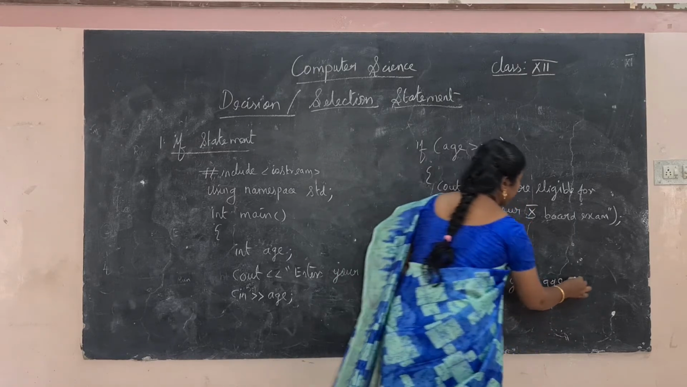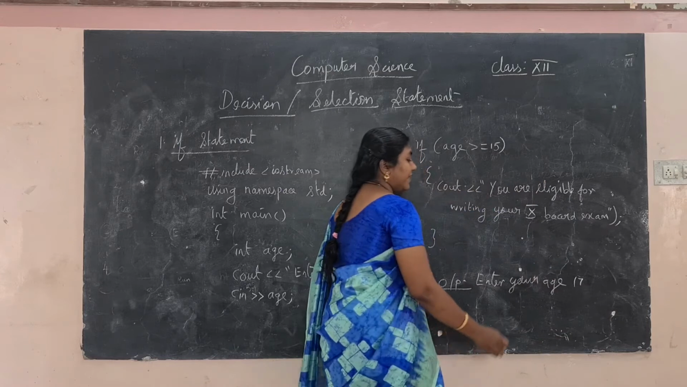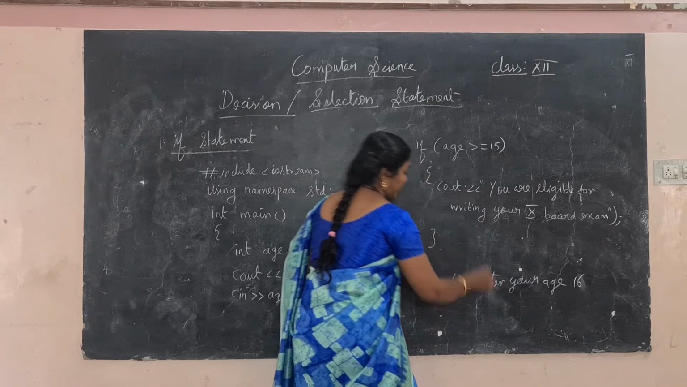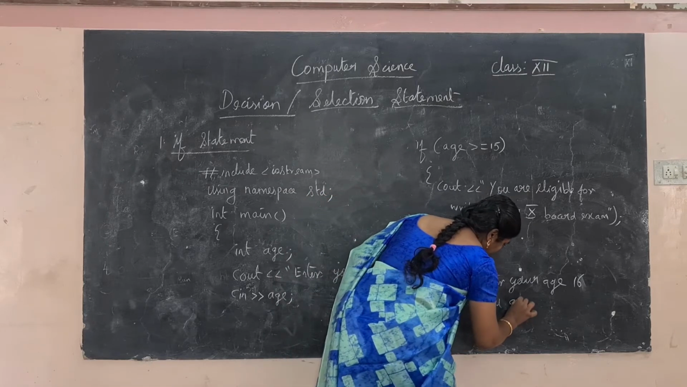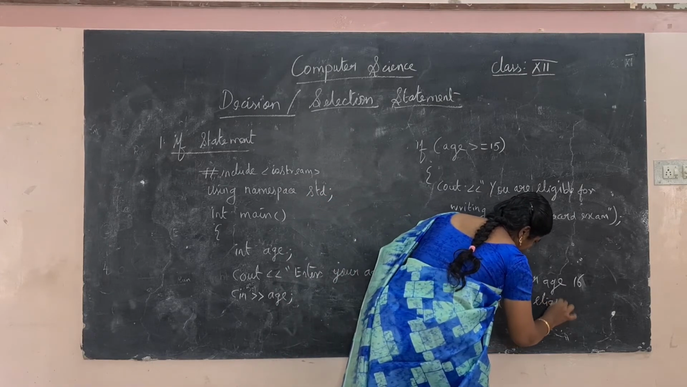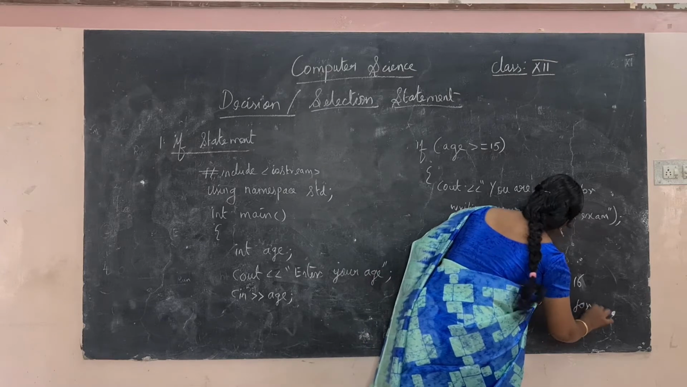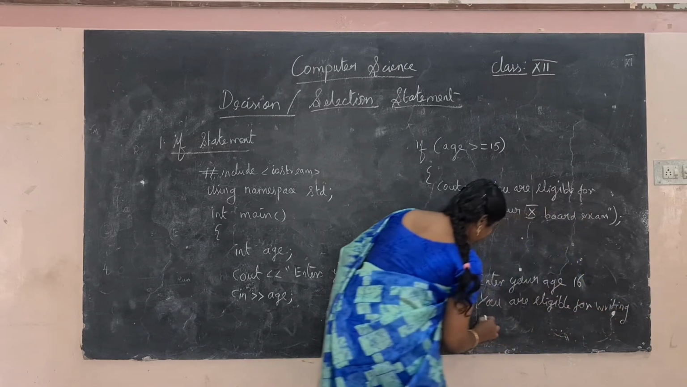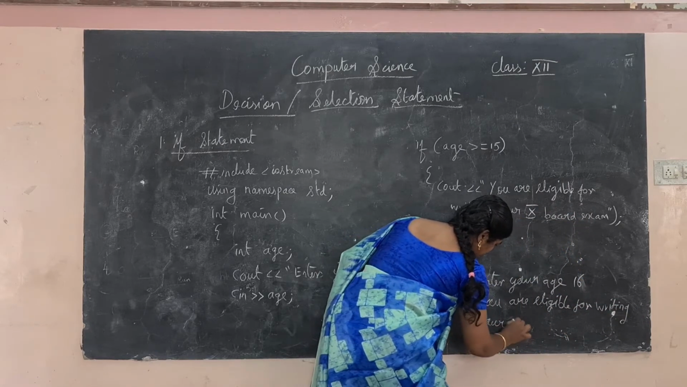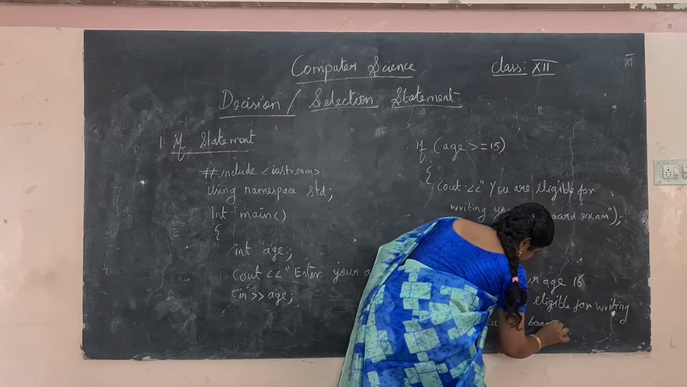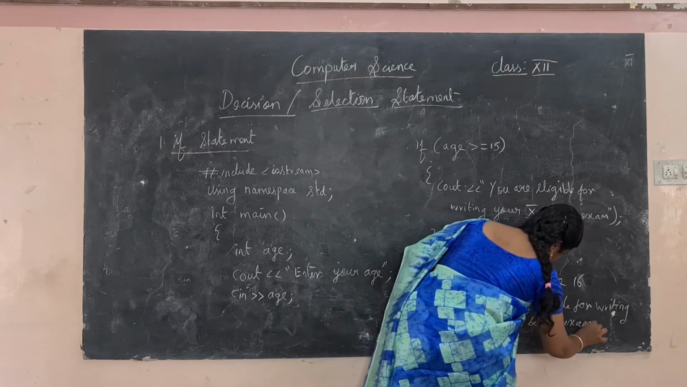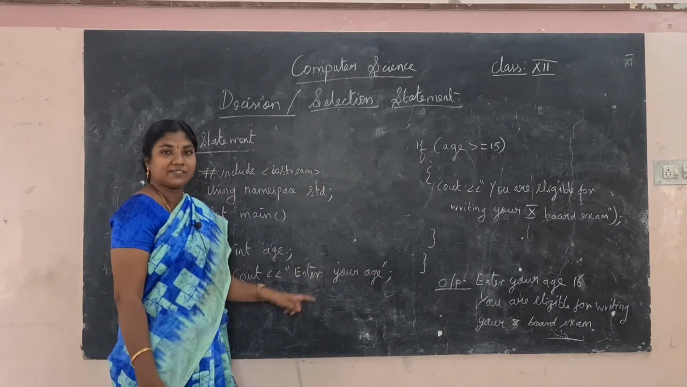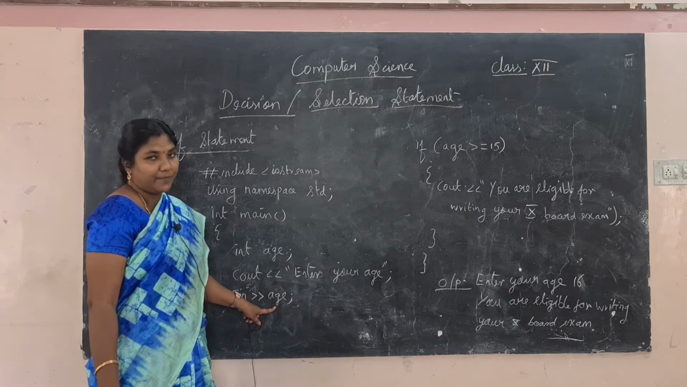I will give 17. Suppose I am giving 17 or 16, then what will be my output? "You are eligible for writing your 10th board exam." So this will be my output. It will ask me to enter your age. I will give 16. It will be taken into the variable age.